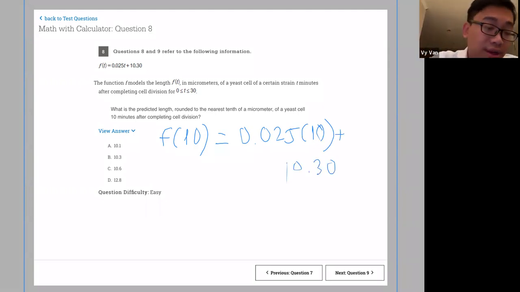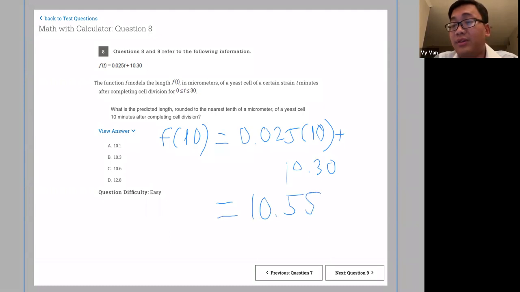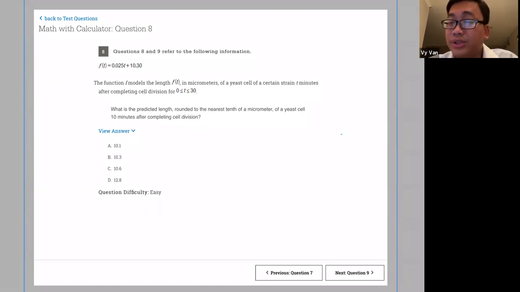10.30. So again, let's bring our calculator back. 0.025 times 10 plus 10.30. And they want you to round to the nearest tenth. So this is 10.55, rounded to the nearest tenth is 10.6. This is also an easy question.